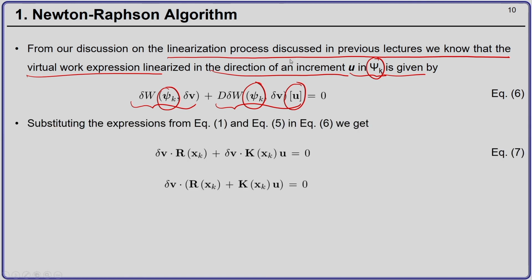Okay. So, once we substitute the expressions from equation 1 and equation 5 in equation 6, we get del v dot R evaluated at current Newton-Raphson step k plus del v dot k, that is the tangent matrix evaluated at current step k, into u, and u is the change that we have to add to x k to get a new position, so that we can get closer to the equilibrium position.